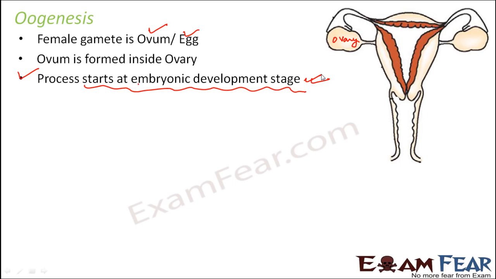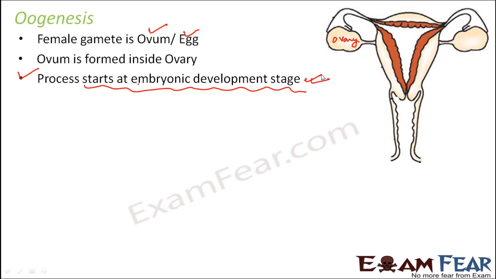But after that, it is in a pause mode for a long time until the girl reaches puberty. So in case of guys, it starts at puberty, and before that it never happens. But in case of girls, the process starts at the embryonic development stage, while the embryo is still developing inside the mother's womb. After the girl is born, it goes into a pause mode, and it remains in that pause mode until she reaches adolescence, and after that it continues further. So it restarts once the girl reaches puberty.